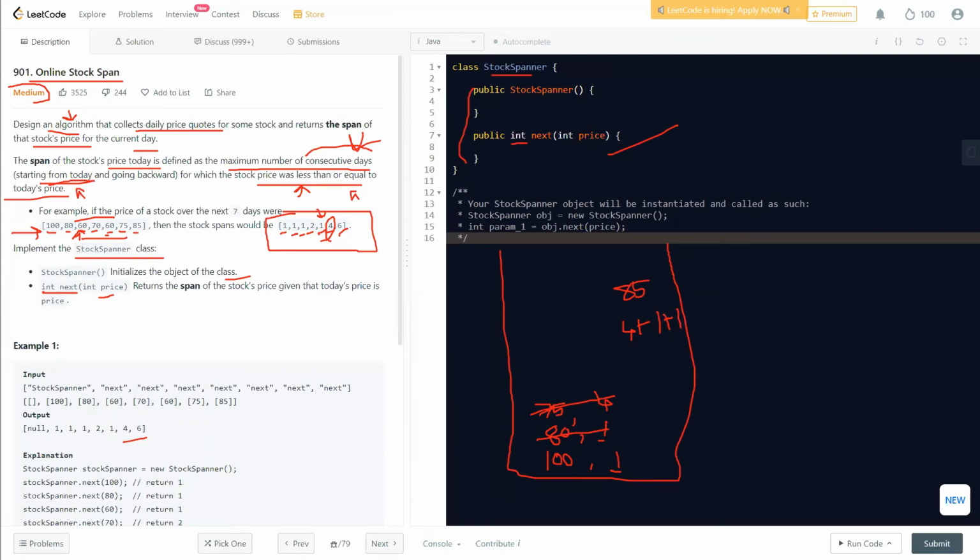Once we pop those values, we pop them out of the stack, fine. And once we are done with that popping, then we'll add 85 into the stack, with 6 being the value posted. Okay. So now this may continue for a long span of time.